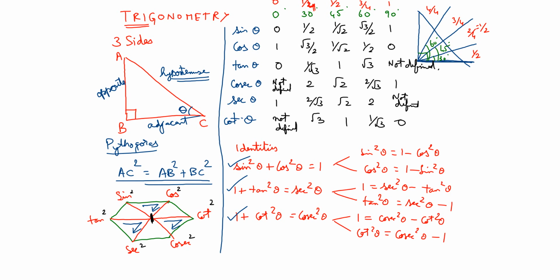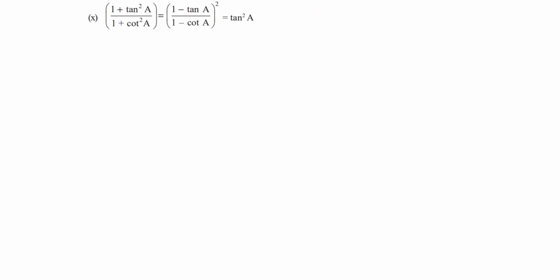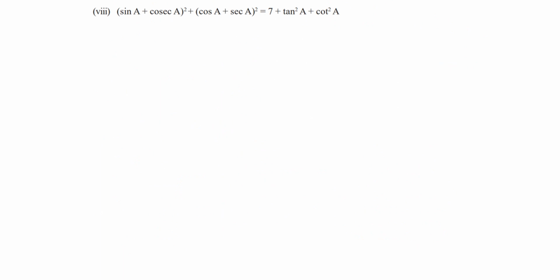Okay, let us discuss a problem now. First we can solve this. This is from your 8th chapter of class 10, exercise 8.3. In that, fourth sum, eighth subdivision, we are going to solve. What they ask is to prove that sin a plus cosecant a whole square plus cos a plus secant a whole square is equal to 7 plus tan square a plus cot square a.